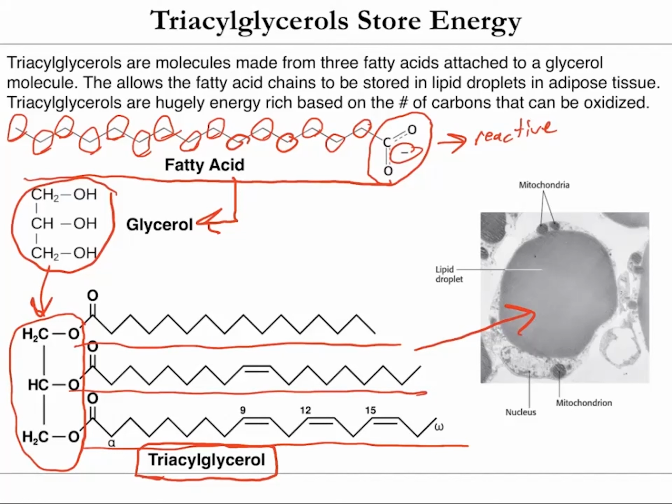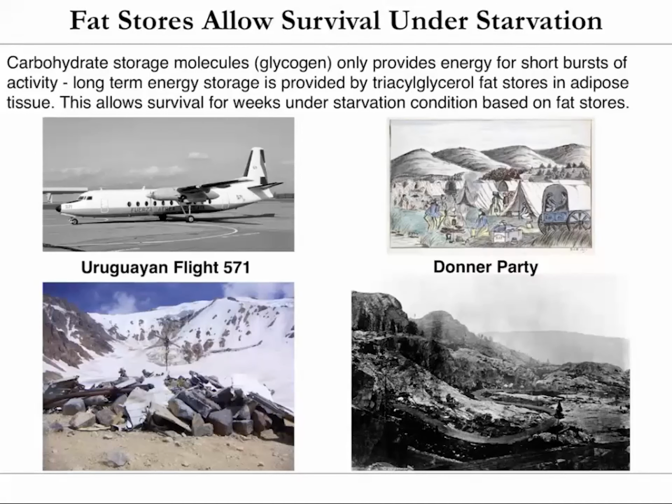So that's tissue that is basically just there to store these really energy-rich fat molecules that you can use when you need to perform some activity or make different molecules for your body. You have a really good form of energy in the form of these triacyl glycerols. And so these fat storage molecules are actually what allows humans to survive under starvation conditions.